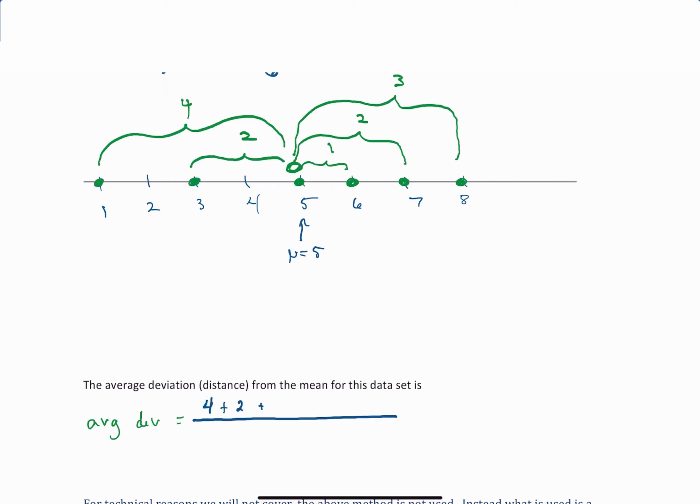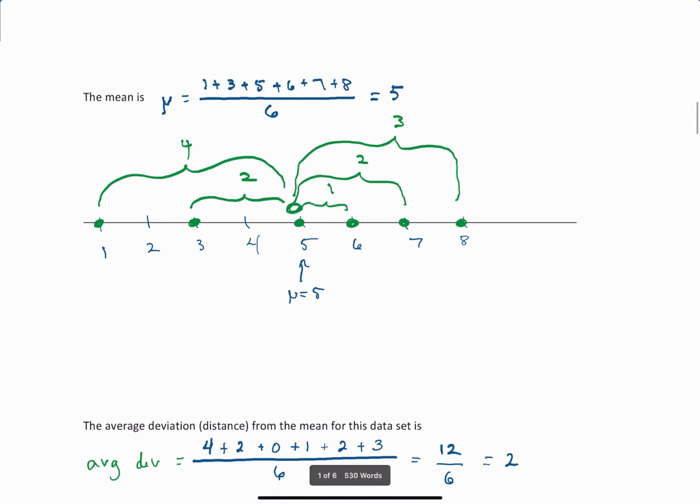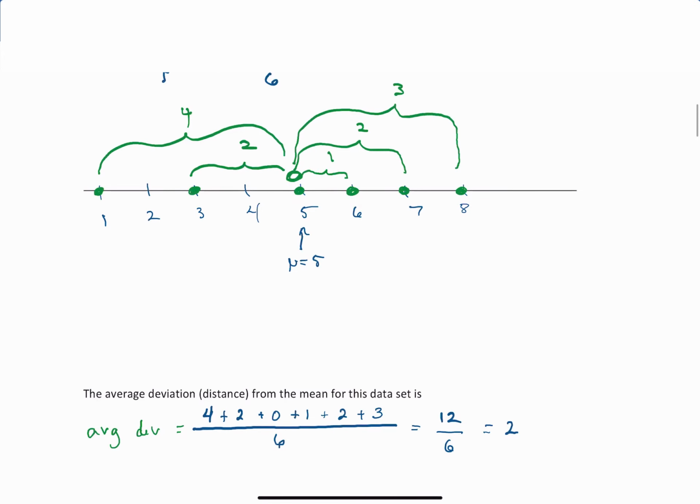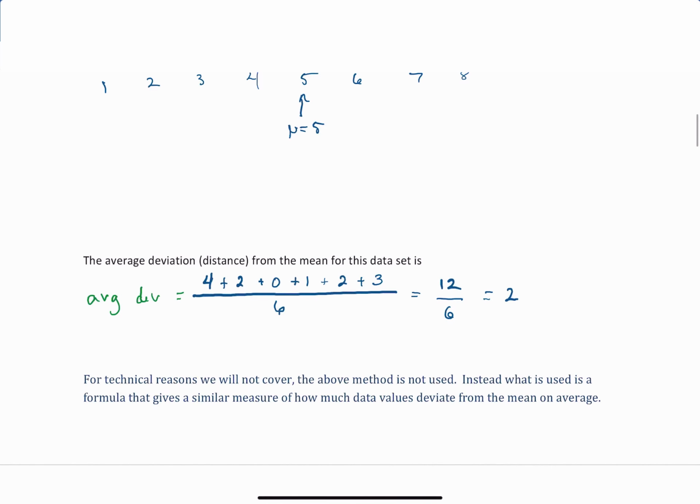4 plus 2 plus 0. Then we had a data value 1 unit away from the mean, 2 units, and 3 units. That's a total of 6 distances, so I divide by 6. That gives me 12 divided by 6, which is 2. So the average distance of the data values from the mean is 2 units for this particular data set. That tells us something about how spread out the data is, which is the goal with standard deviation.